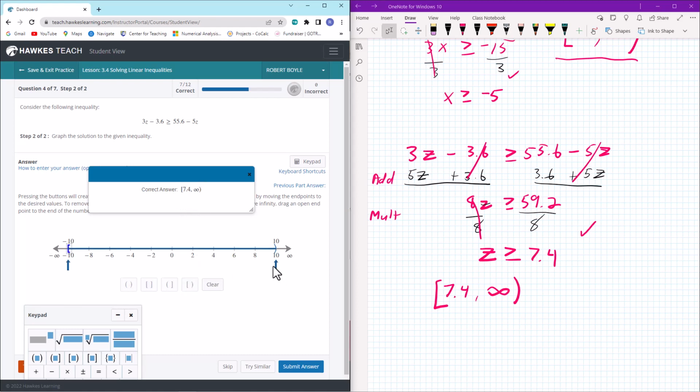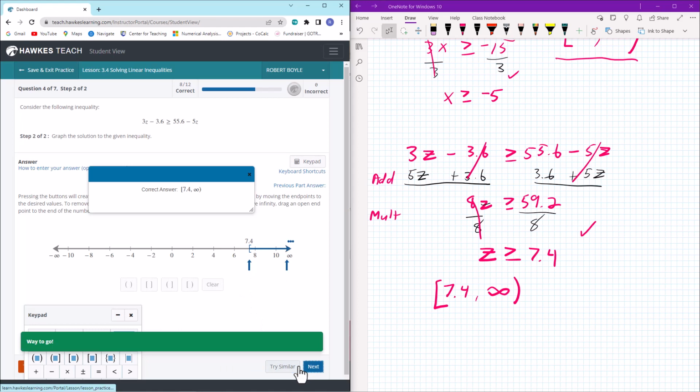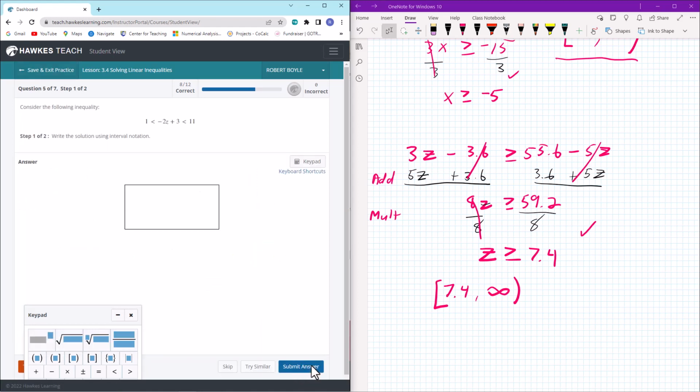I want this to go all the way to infinity. So just grab the arrow, drag it to infinity. And then I want this to go to 7.4. So there's 0, 6.8, 7.4. Submit my answer, and there we go.